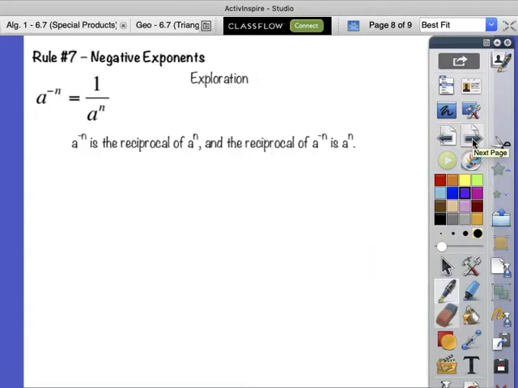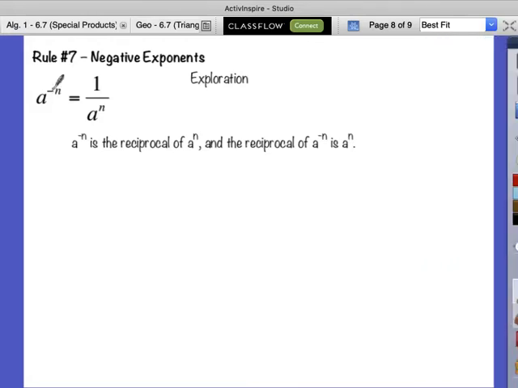Then on to rule number 7, negative exponents. A common misconception is that a negative exponent makes the number negative. Not true. A negative exponent reciprocates it. Reciprocal, aka refliprocal as we often know it, ends up just moving it from the top to the bottom or the bottom to the top of a fraction.